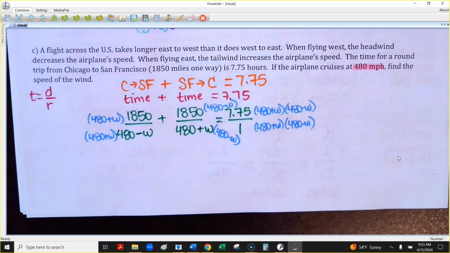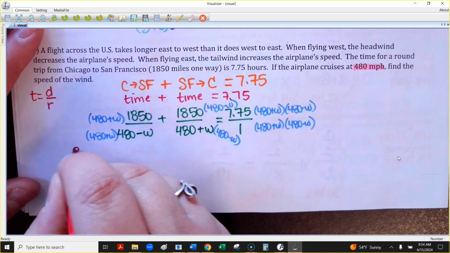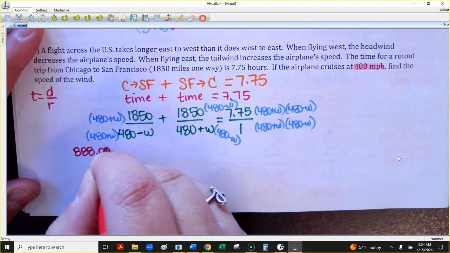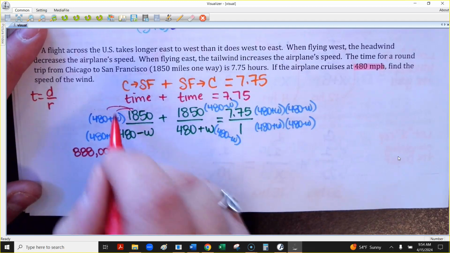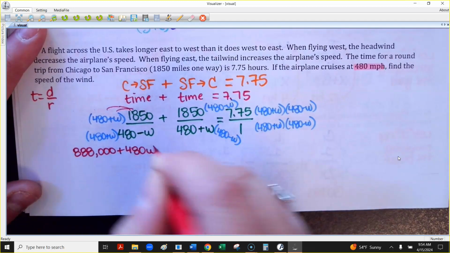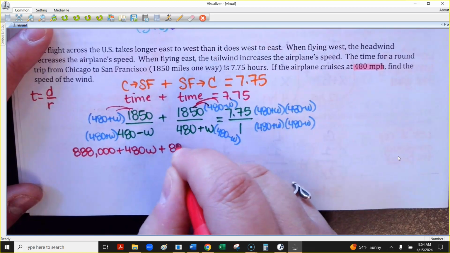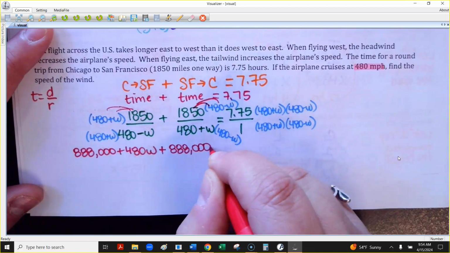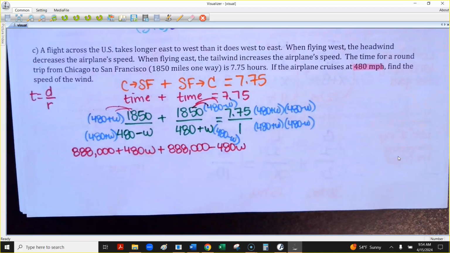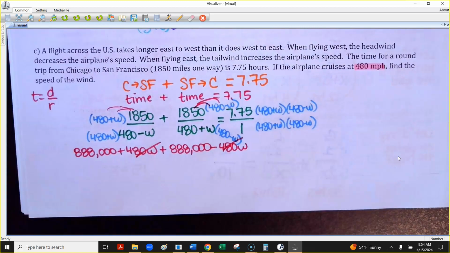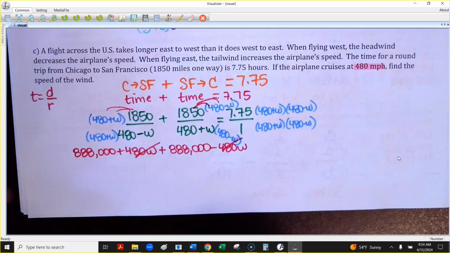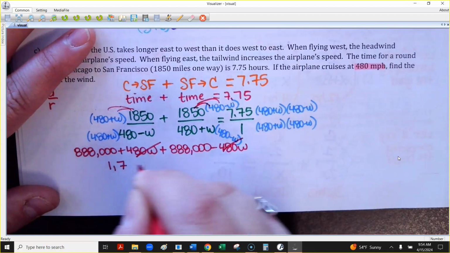The nice part here, I'm going to distribute that 1850 to that 480, and it is a huge number, but don't think you're doing something wrong. I'm going to get 888,000. Now you distribute that, you get plus 480W, and you're going to distribute that again. I'm adding in between these. You're going to get that same 888,000, but on this one you get minus the 480W. So those actually cancel. So you're just going to have a number on that left side, which is a huge number. It's 1,776,000.